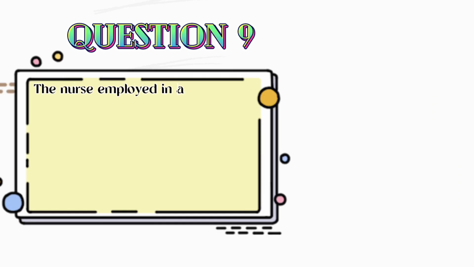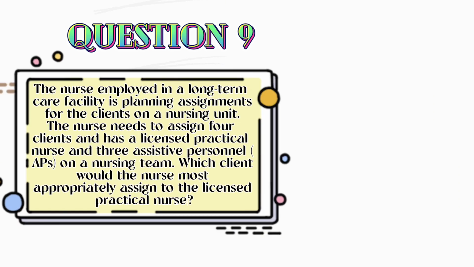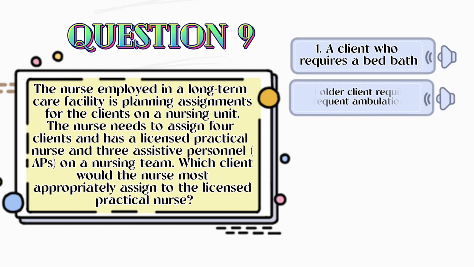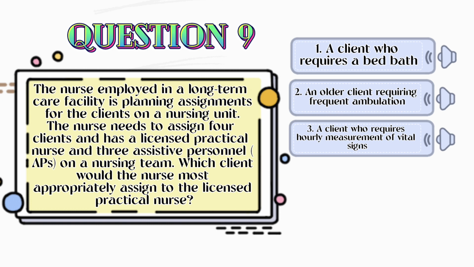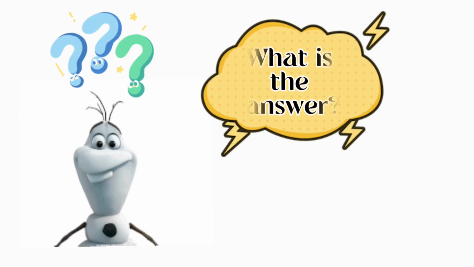Question 9. The nurse employed in a long-term care facility is planning assignments for the clients on a nursing unit. The nurse needs to assign four clients and has a licensed practical nurse and 3 assistive personnel (APs) on a nursing team. Which client would the nurse most appropriately assign to the licensed practical nurse? 1. A client who requires a bed bath. 2. An older client requiring frequent ambulation. 3. A client who requires hourly measurement of vital signs. 4. A client requiring abdominal wound irrigations and dressing changes every 3 hours. What is the answer?